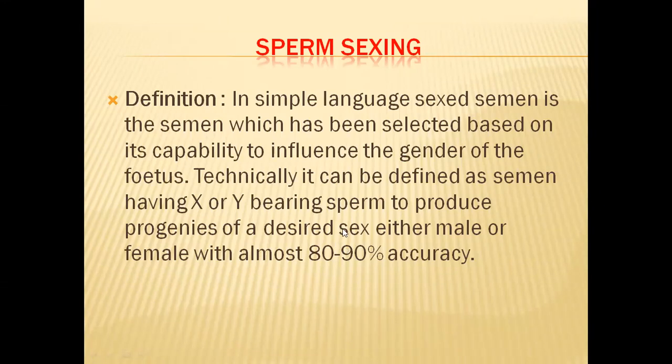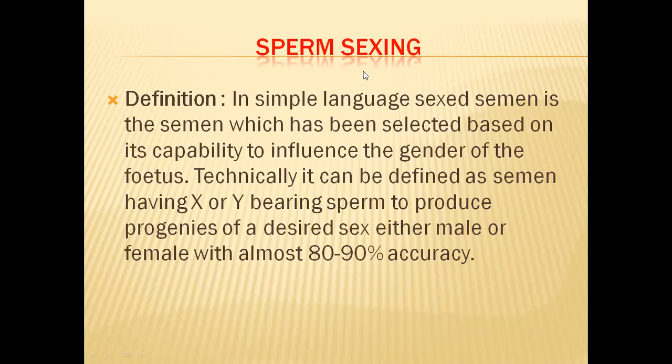Usually we don't know, in the case of born children or young babies, whether it will be a male or female. It depends purely on a luck factor. But in this sperm sexing technology, we deliberately want to have either a male offspring or a female offspring. For that purpose, we have to select the sperm, either having X chromosome or Y chromosome.